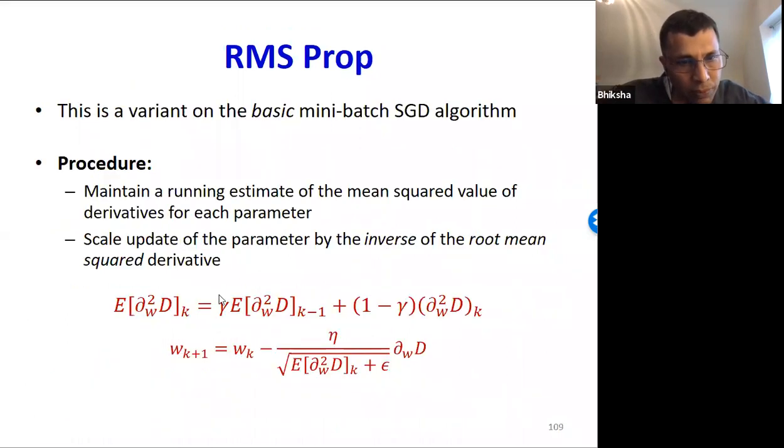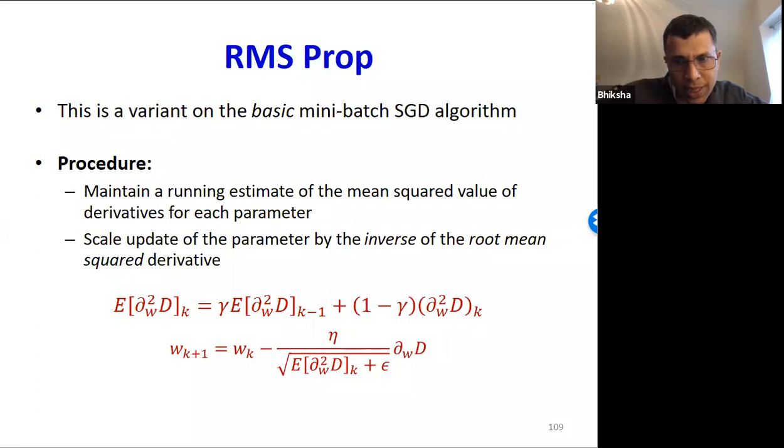Now, instead of just keeping track of all of the movements, you just maintain a running average. So the expected value of the square of the derivative for each component is some gamma times the estimate for that guy in the previous iteration, plus 1 minus gamma times the square of the derivative in the current iteration. So that gives me the squared movement of each of the parameters. And my learning rate is going to be normalized by the square root of this term. This epsilon is just to prevent division by 0.